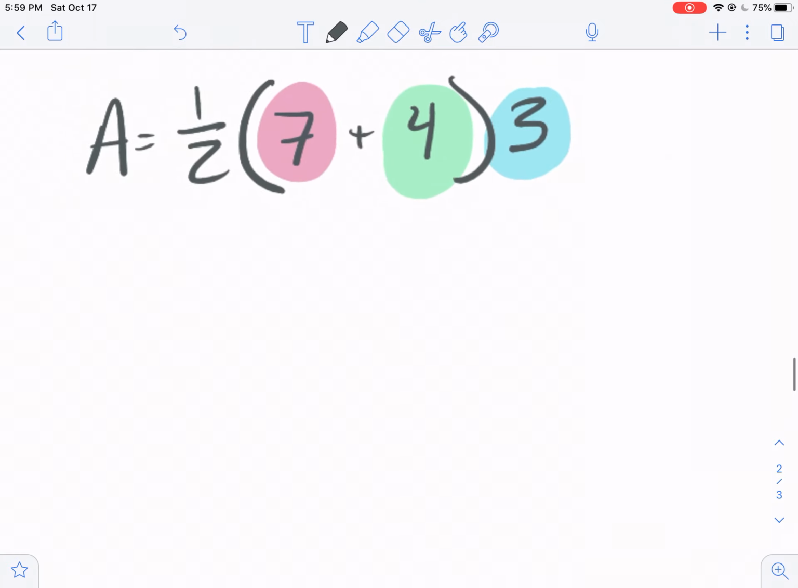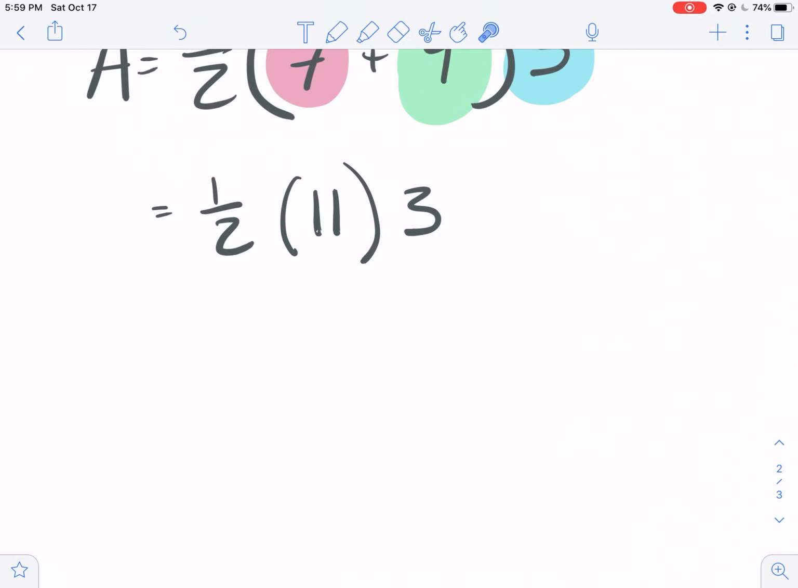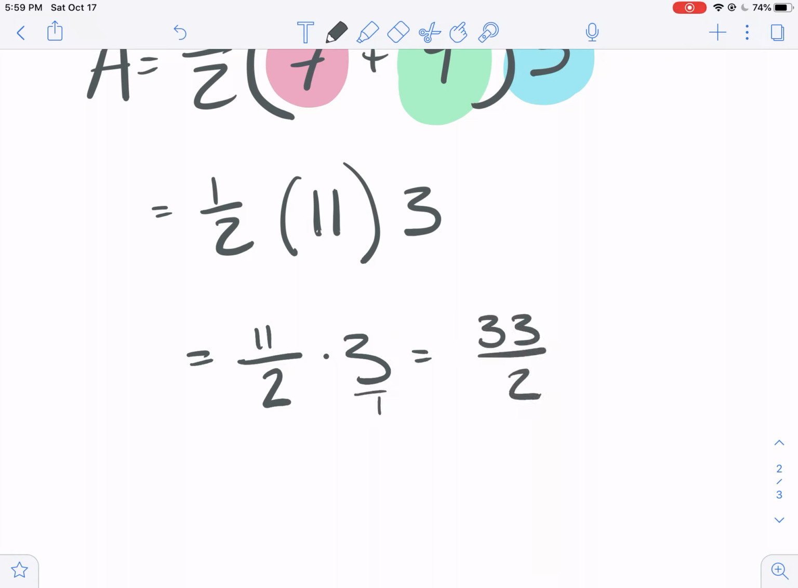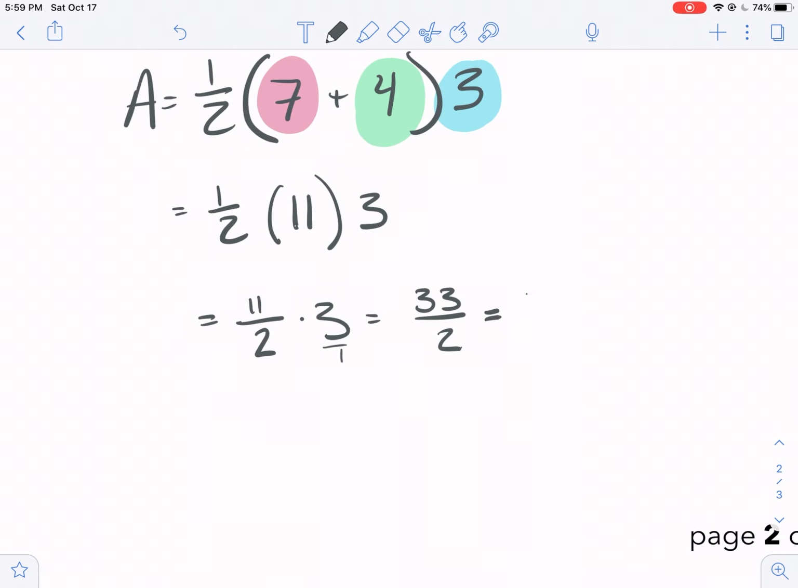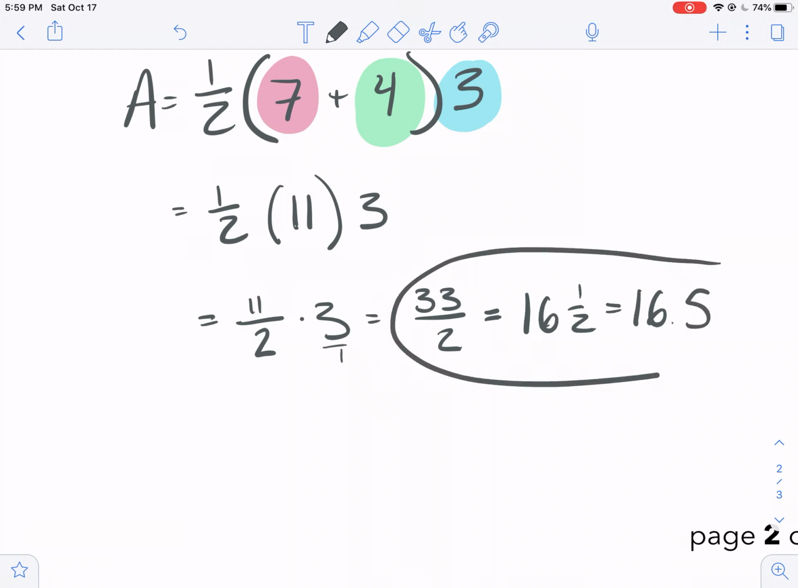Now that this is our expression, let's simplify it. So 1/2, we do what's in our parentheses first. 7 plus 4 is 11 times 3. And then we multiply times 1/2, which you can call 5.5. I like to leave it as 11 over 2, times 3, which is the same thing as 3 over 1, so that gives us 33 over 2, which is the same thing as 16.5. Any of these answers would be accepted.